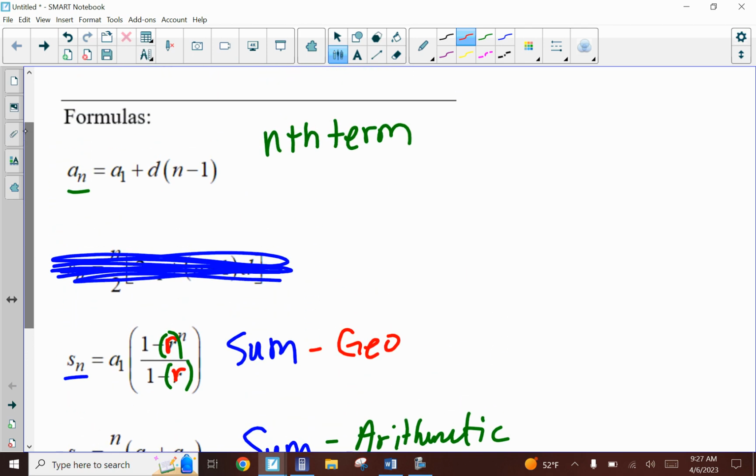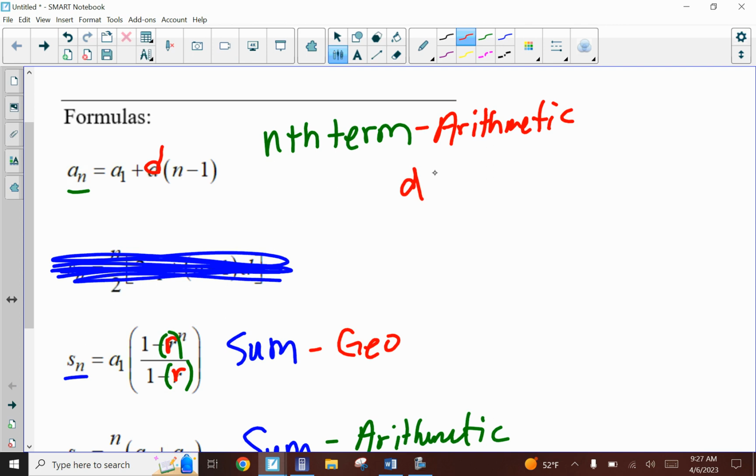Okay, so now we're going to talk about nth term. What the heck does nth term mean? Nth term means that you're looking for a specific term within your list. So I could ask you for like the 25th term. So that's what the nth term is. Now you'll notice that this one has a D in it. So the one that has the D in it means that it's arithmetic.